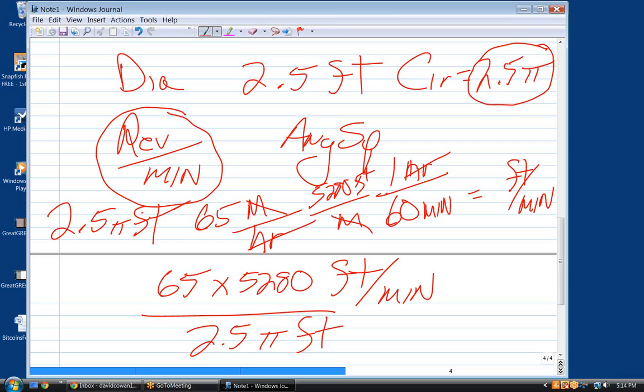That's 1 revolution per minute. Oh. In other words, that answer is going to give me... let me come up with a number. 65 times 5280 divided by 2.5 divided by 3.14. What do I get here? I get 4,371.9.